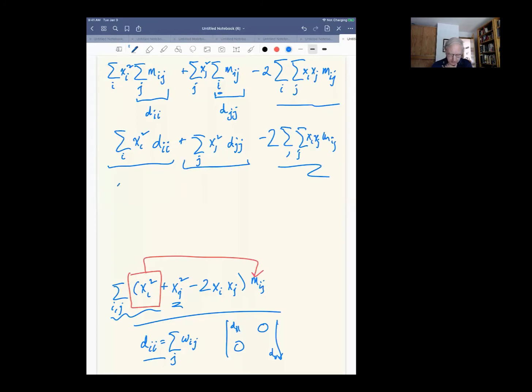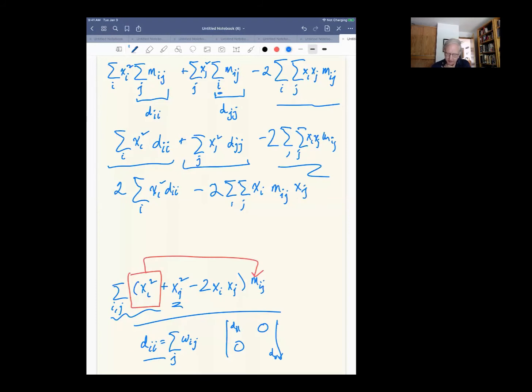So if we think about it, we're going to turn this into matrix talk in just a moment. But in any event, we've got 2 times the sum over I of x sub I squared dii, minus 2 times this. And what is this? Summing over ij, x sub I. And I'm going to write it slightly differently. I'm going to put the mij in the middle, followed by xj on the right.